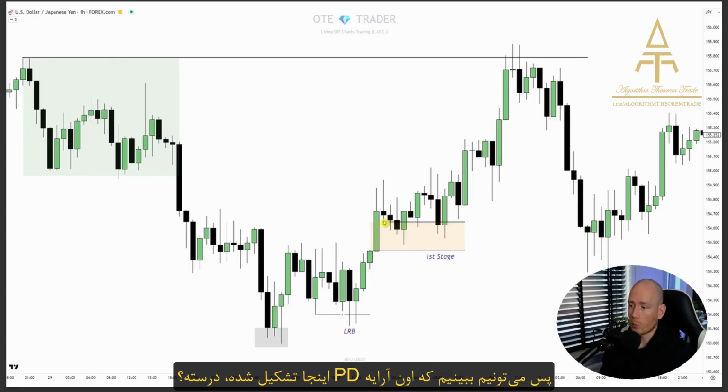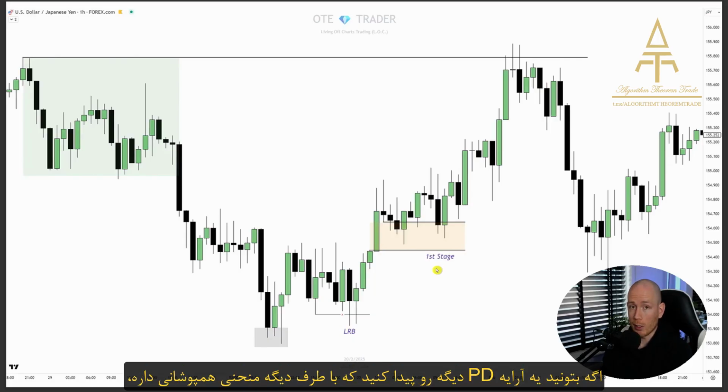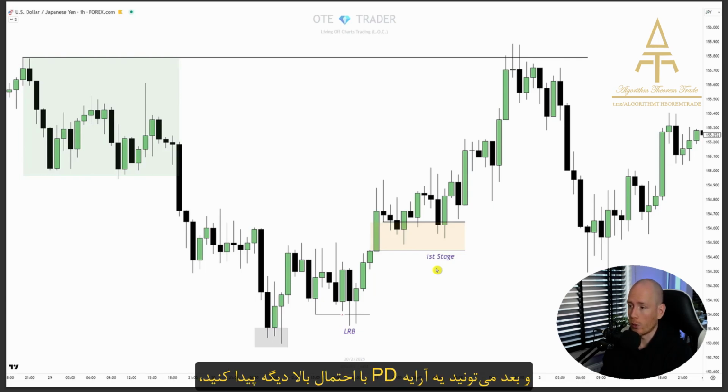So we can see that PD array formed over here, right? Bullish fair value gap, right in the same area as where old selling happened. And this is then the first stage distribution phase in the buy side of the curve on a market maker buy model. There can be multiple stages in a market maker buy model or market maker sell model. If you can spot another PD array, which is overlapping with the other side of the curve, then you can find another high probability PD array.